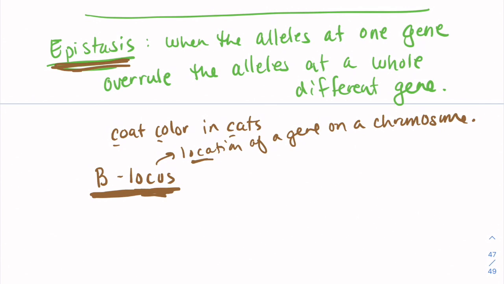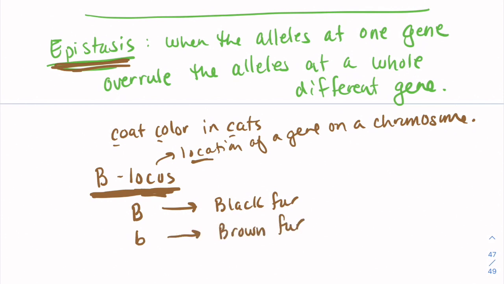There is a dominant allele, capital B allele, that causes a cat's fur to be black. So causes black fur. There we go. Whereas there is a recessive allele at the B locus that causes a cat to have brown fur. So I don't know if you've looked at too many cats, but it is more common to find a black cat than a brown cat. Usually there are tons of black cats all around the world.